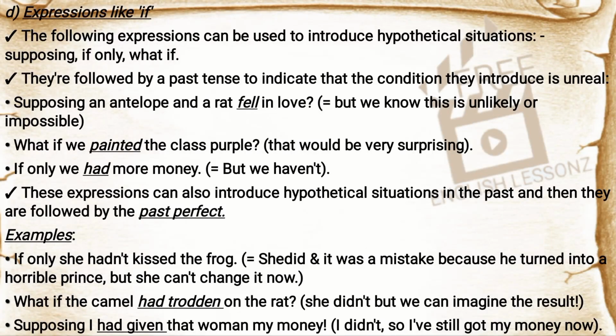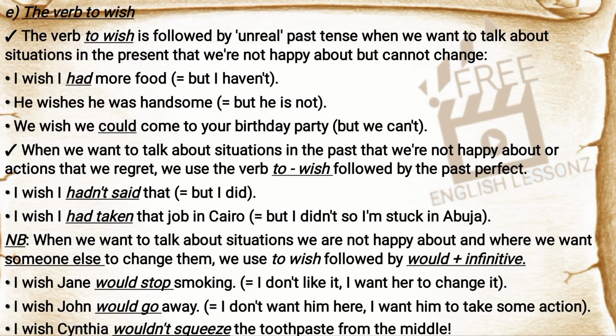E. The verb to wish. The verb to wish is followed by unreal past tense when we want to talk about situations in the present that we're not happy about but cannot change. Examples: I wish I had more food, equals but I haven't. He wishes he was handsome, equals but he is not. We wish we could come to your birthday party, but we can't.